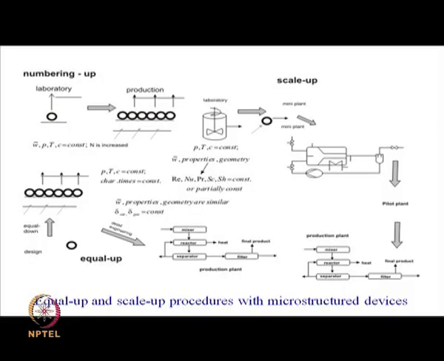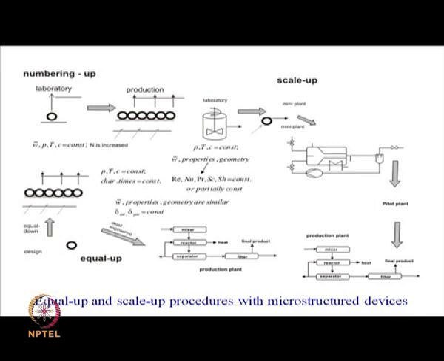So, your concepts that you have envisaged at the laboratory scale would first be transformed into the mini plant level, and using the standard scale up procedure, it would come to the production level.